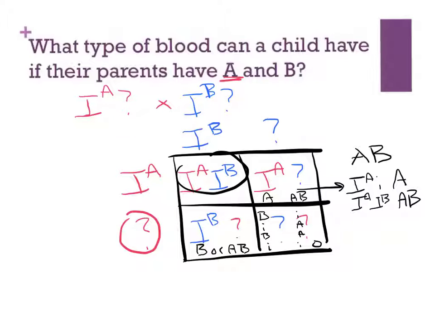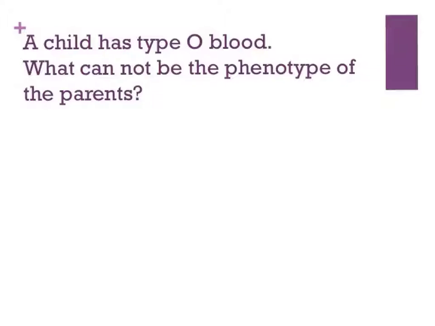So really, if parents have type A and B blood, and you don't know their genotype, the offspring could have any of the four possible blood types: AB, A, B, or O. So sometimes these questions aren't that easy when you look at it, because there's so many options, and you just have to kind of grind away and keep your head straight on it. We'll do one more perspective here.